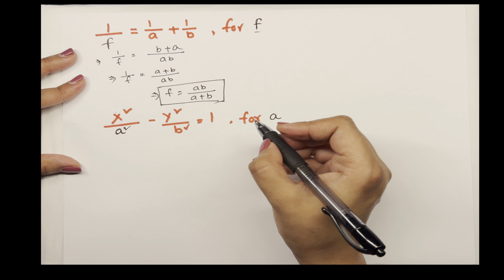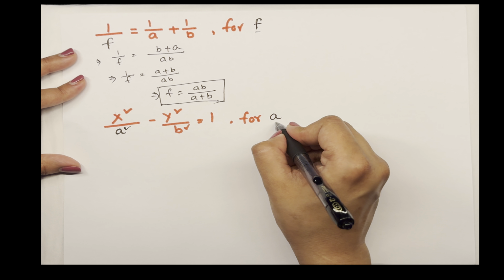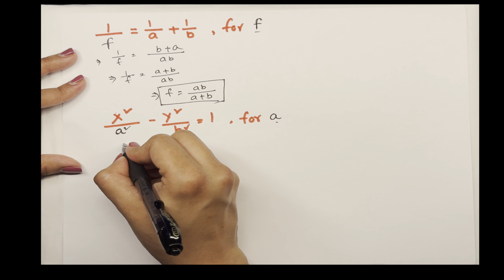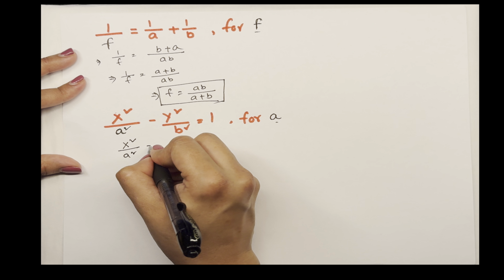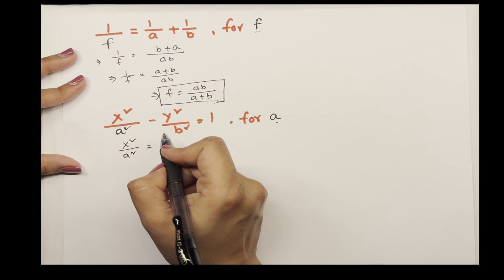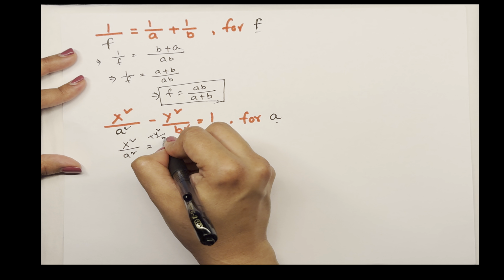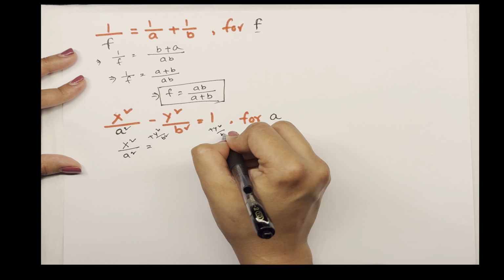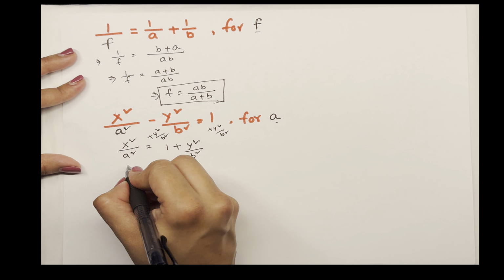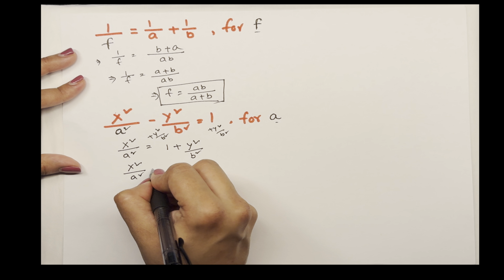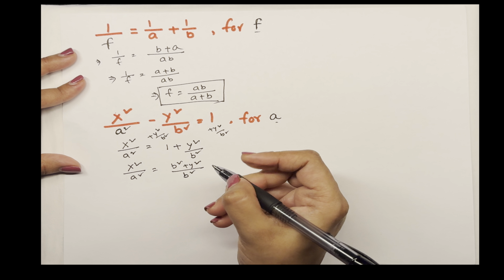Next, x square by a square minus y square by b square equal to 1. We have to solve for a. Let's keep a on the left hand side, and I am putting the other variables on the right hand side, sorry. So x square by a square equals 1 plus y square by b square. We can do a little simplification to make it simpler. So x square by a square equals (b square plus y square) by b square.